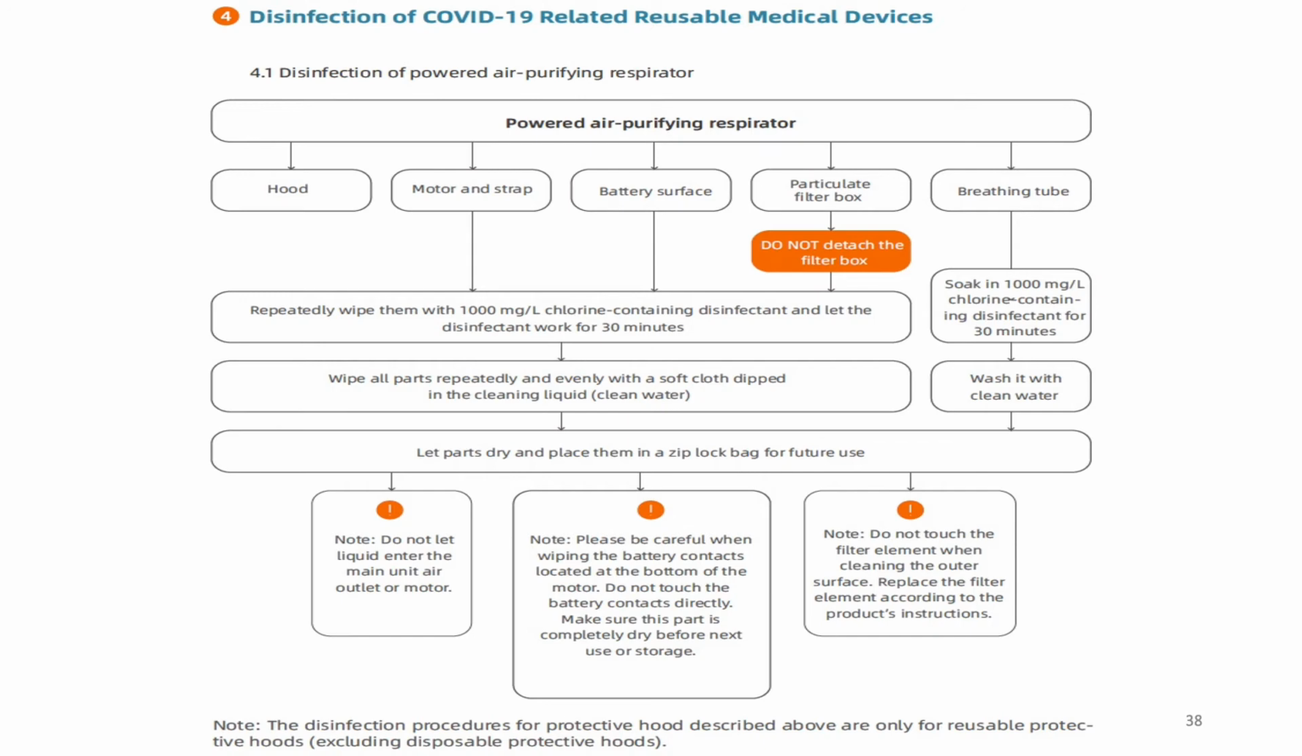For the breathing tube, you soak in 1,000 milligrams per litre chlorine-containing disinfectant for 30 minutes. Then you wash it with clean water and you let the parts dry and place them in a Ziploc bag for future use. And the other thing about this disinfection of the powered air purifying respirator is the disinfection procedures for protective hood described above are only for reusable protective hoods, excluding disposable protective hoods.